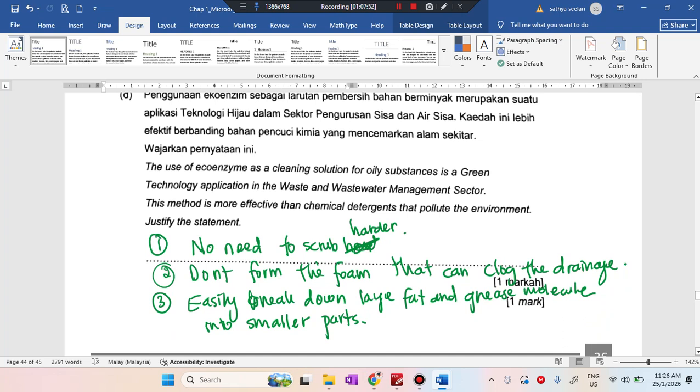All these are points to support ecoenzyme. You can also add on this point, number 4: the production of ecoenzyme is from natural substances.